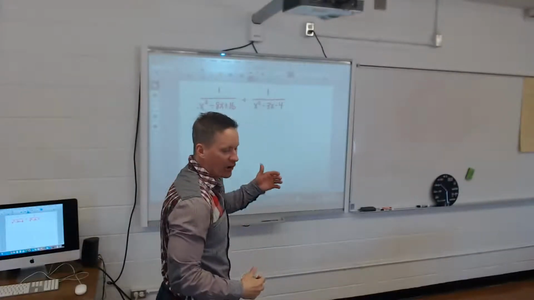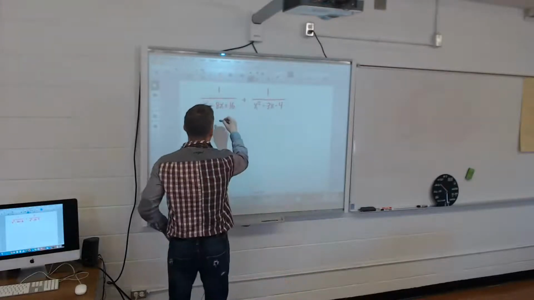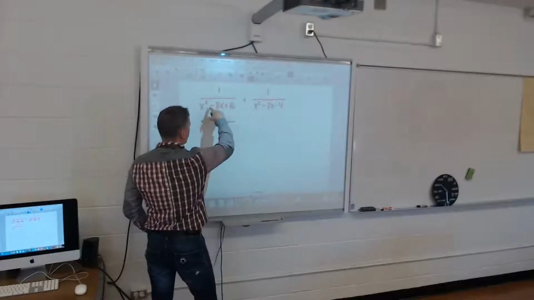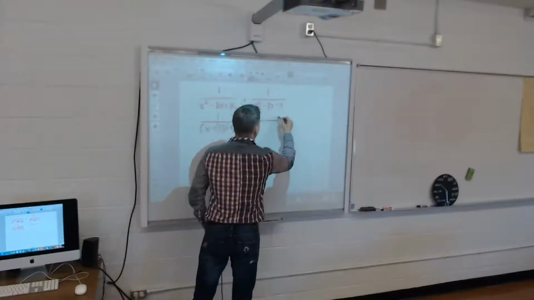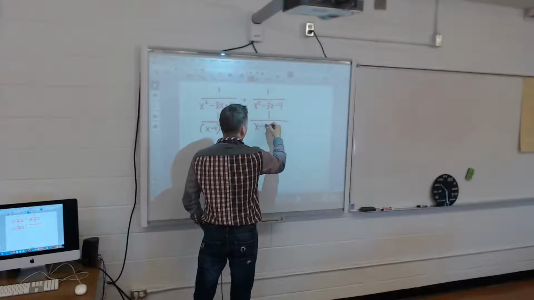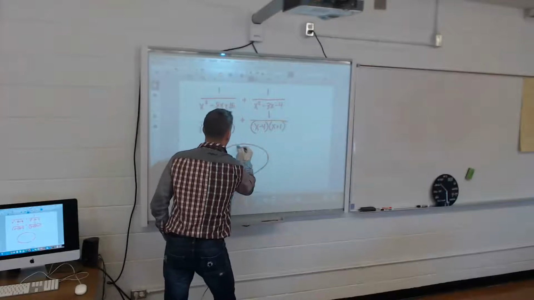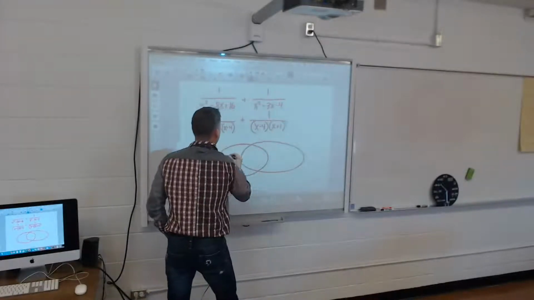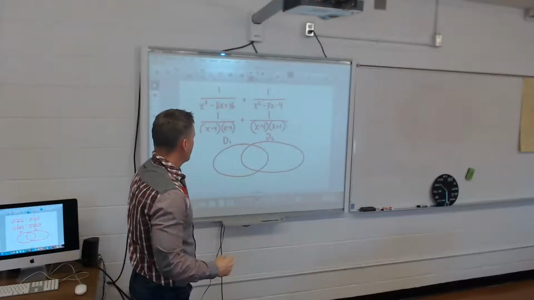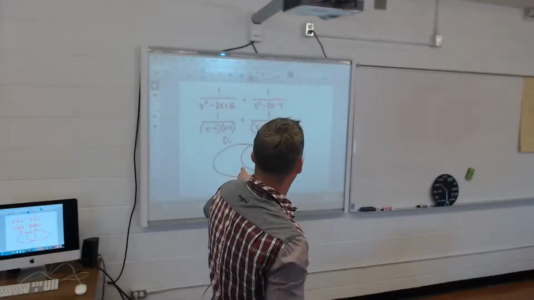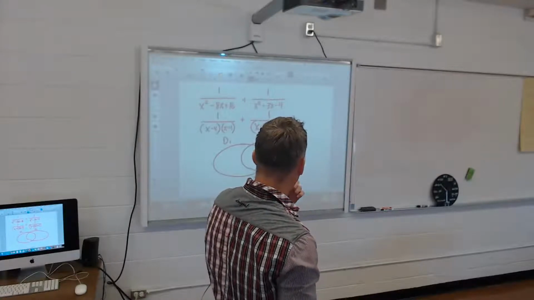The first thing I want to do is break down the denominators in both of these. So let's do that. What I find out here is I have x minus 4 times x minus 4. And over here, I have x minus 4, x plus 1. So far, so good. You following me? So what's common between D1 and D2? What's common between the two denominators? They both have x minus 4.